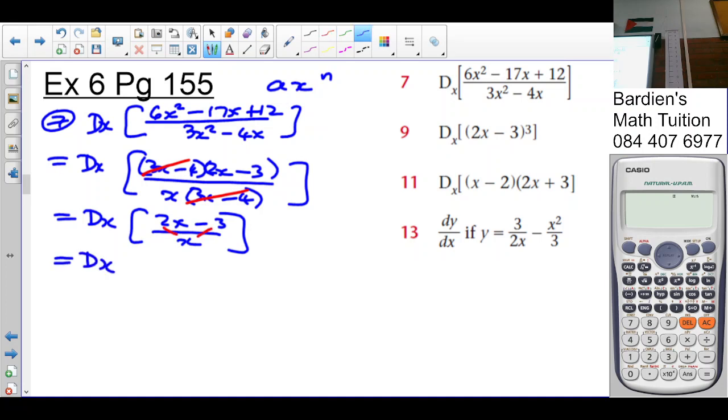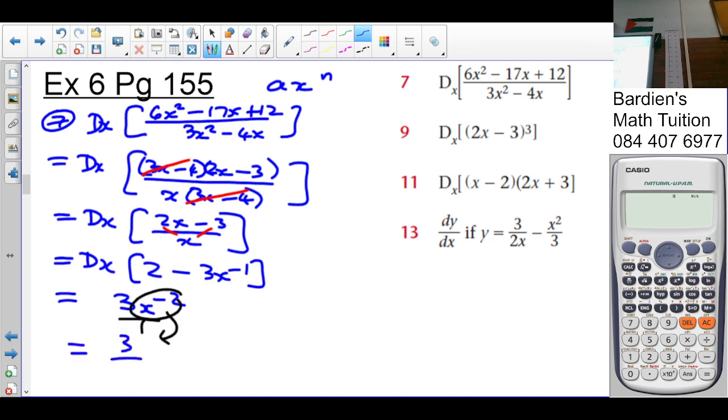Put each one over its own. So that's going to be dx. 2x over x is 2. And negative 3 over x is negative 3 over x. You bring the x up, it becomes negative 3x to the minus 1. Now I can apply my derivative. Not so. Derivative of a constant is 0. Negative 3 times negative 1, 3x to the minus 2. You all agree with that? But they ask you to write it with positive exponents, so that one comes in. So it will be 3 over x squared.